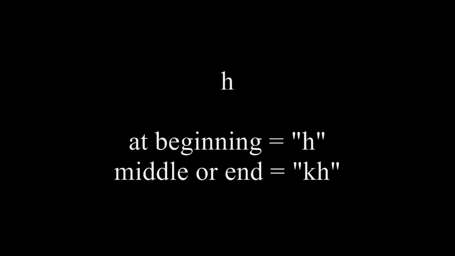At the beginning of words, H is like the H in modern English. However, in the end or middle of a word, it's a guttural ch sound, like the Scottish loch. An example of this will be micht. Micht.